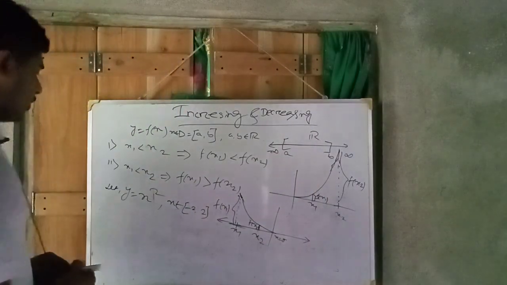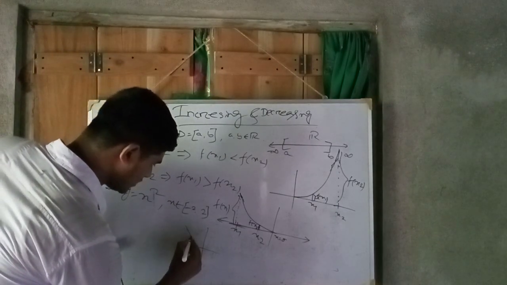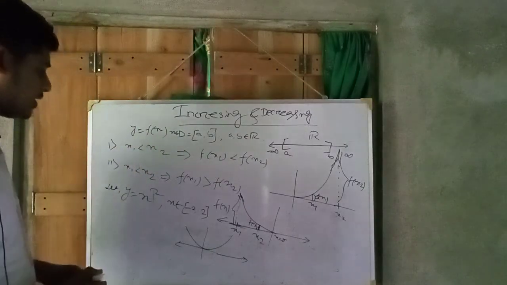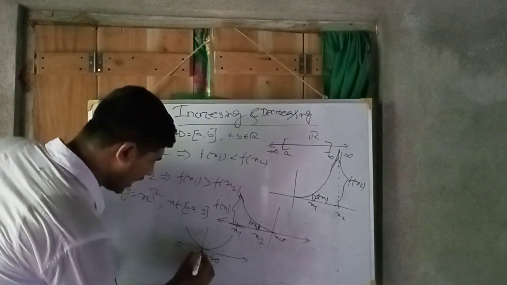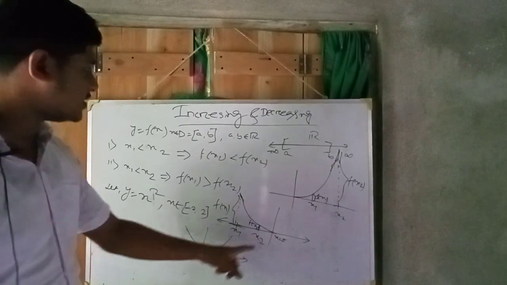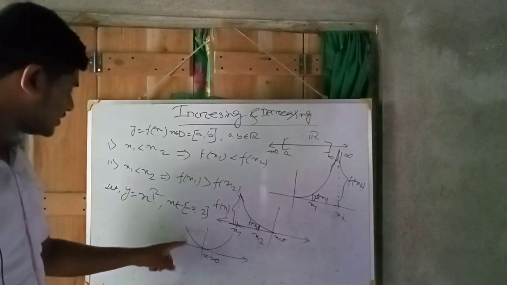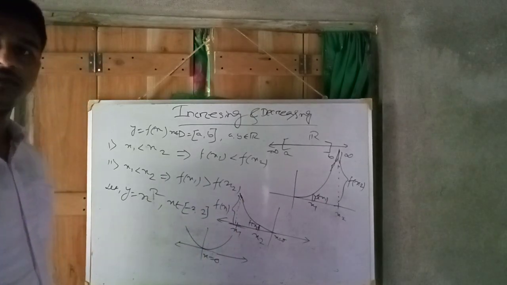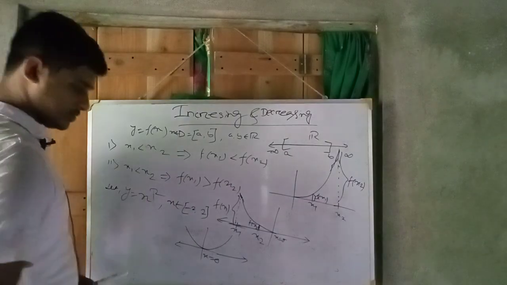So y equals x square. What is the graph of y equals x square? This. At x equals 0, when x is greater than 0, like this curve, it is increasing. When x is less than 0, this curve is decreasing, and the point x equals 0 is the most important. We discussed it.